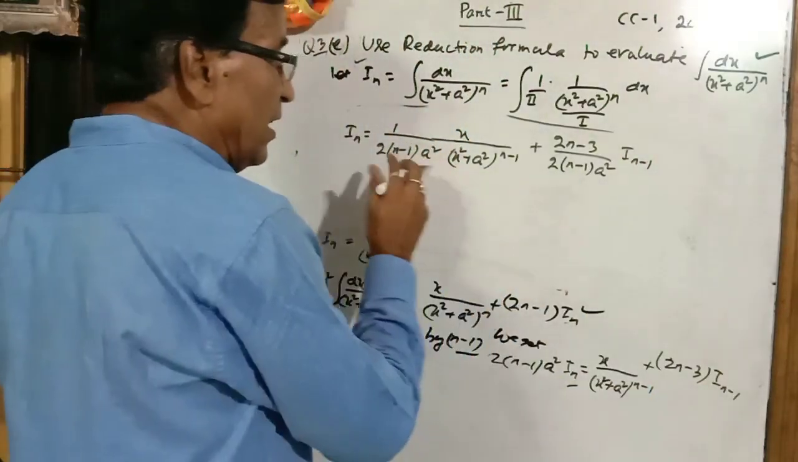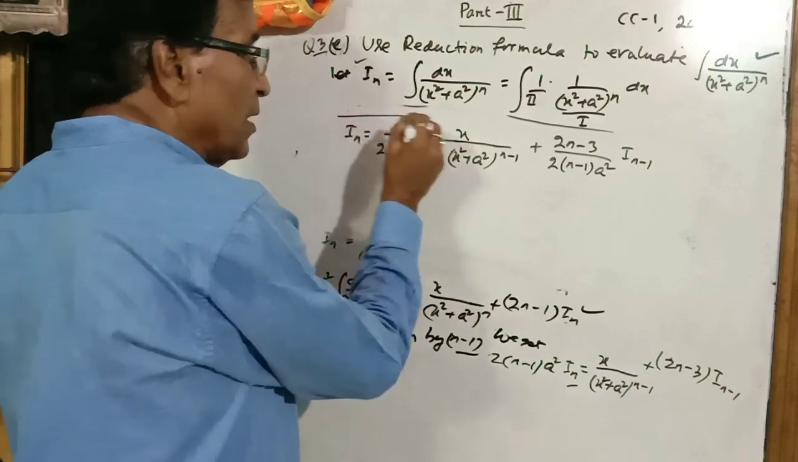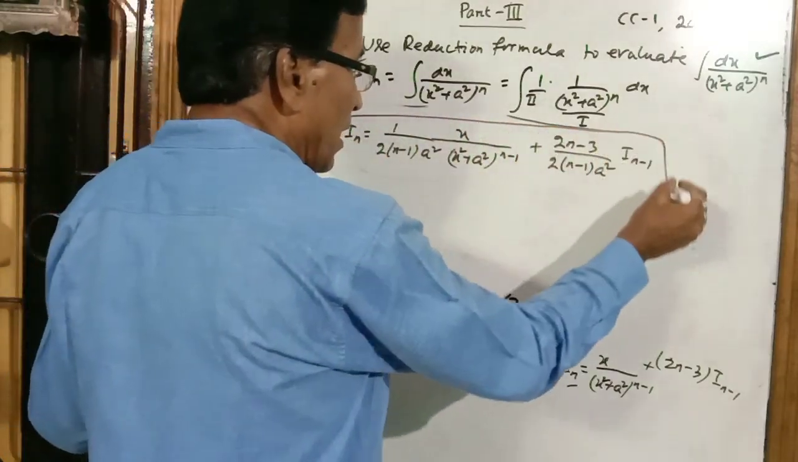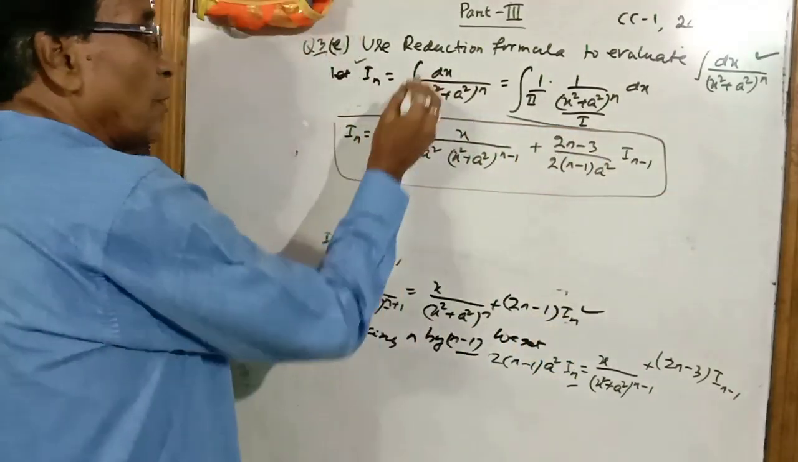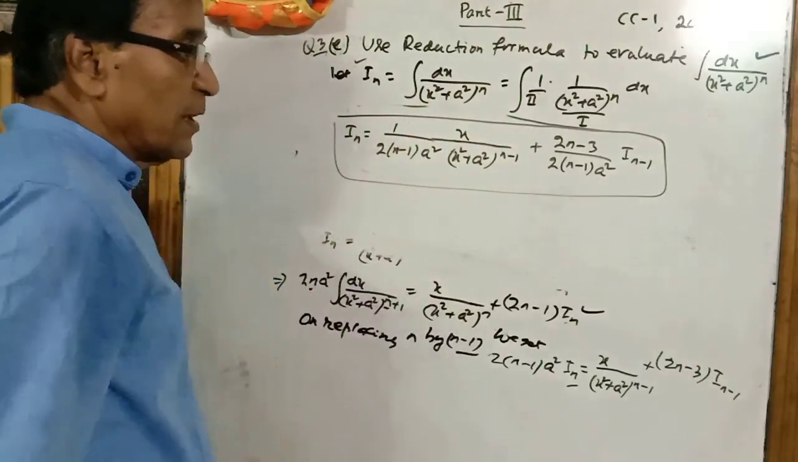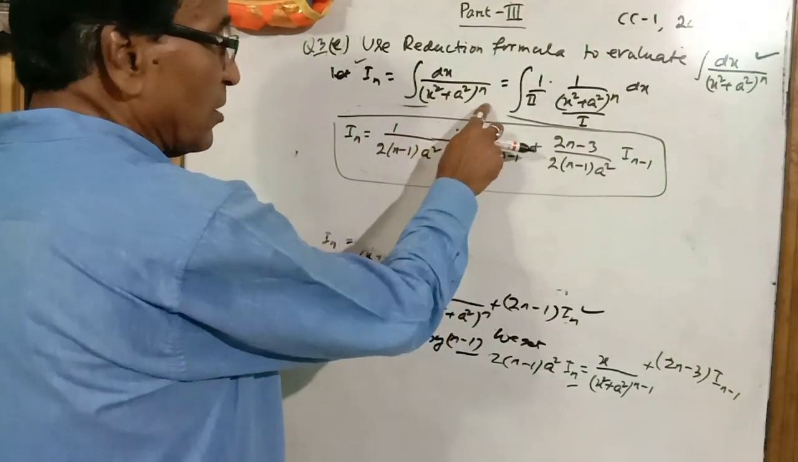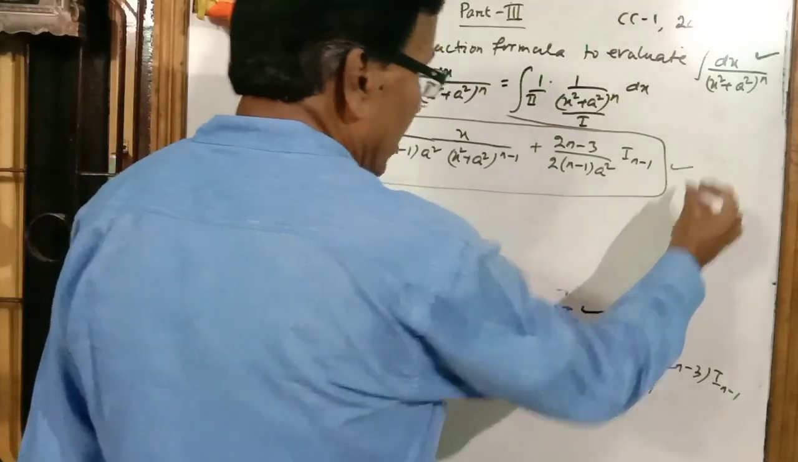So this is the reduction formula. This is the reduction formula for the integration of dx by (x square plus a square) whole to the power n. It is the reduction formula.